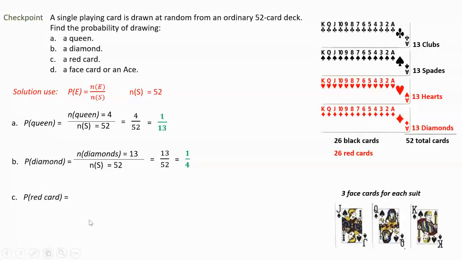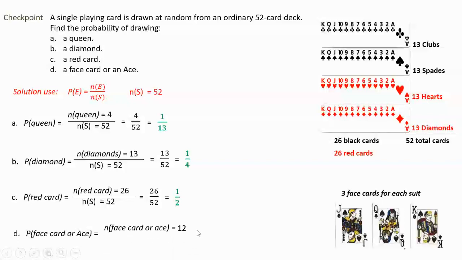A red card, right? We know there are 26 red cards, which is half. So it'll be 26 over 52, and the answer will be 1/2. Okay, now part D. It says a face card or an ace. We know there are 12 face cards, right? Plus 4 aces because each suit contains an ace, over the sample space, which is 52. So it's going to give us 16 over 52, which reduces to 4 over 13. That's how you do probabilities with a deck of cards.